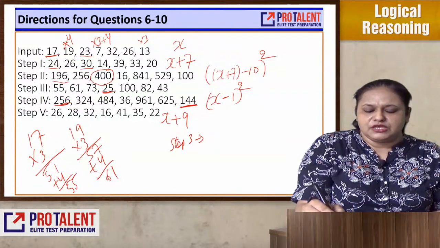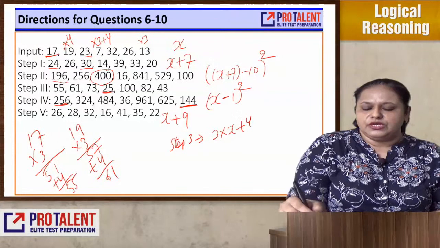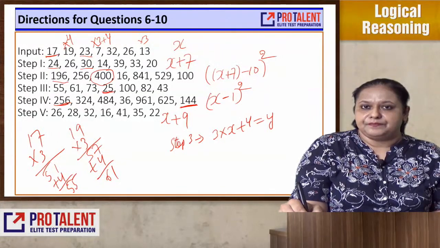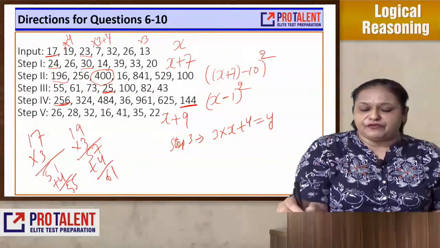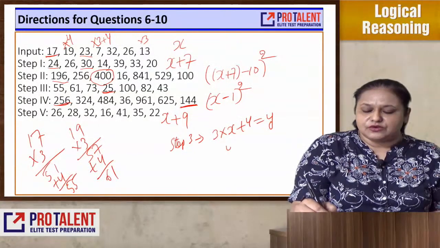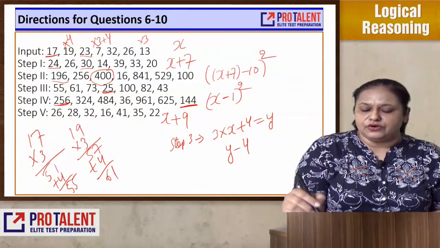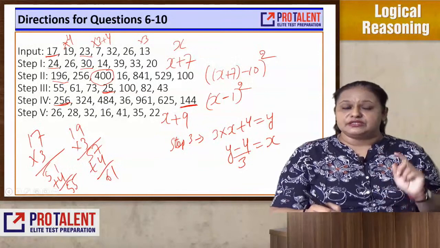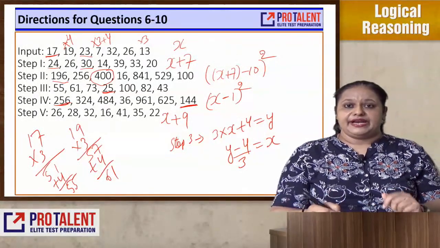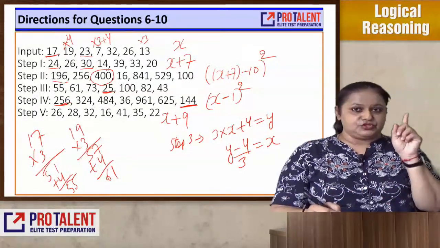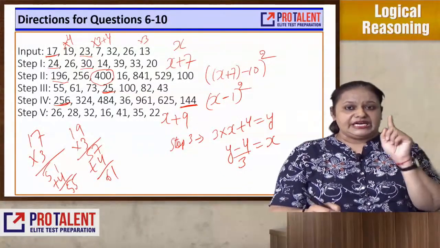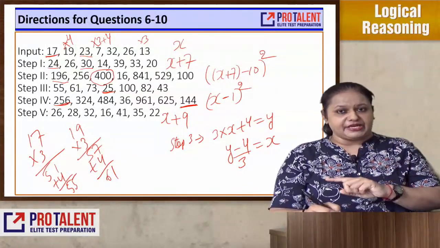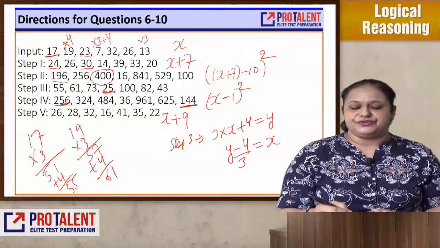Step 3 was 3 into x plus 4, and this was giving me y. Now if I want to get x, how am I going to get x? (y minus 4) divided by 3 will give me x. And why do we have to do that? We are using the BODMAS rule: brackets, of, division, multiplication, addition, subtraction. So we are just going in the reverse order of it.